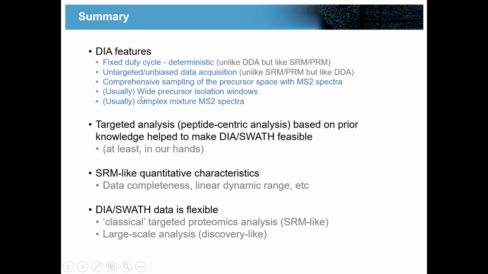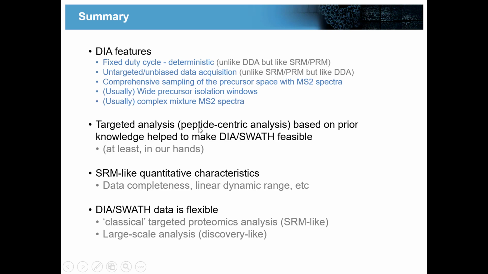And this usually means, in order to have this comprehensive sampling, that we need wide precursor isolation windows, although maybe this won't be the case in the future. And if we do have these wide precursor isolation windows, this means we have these complex mixture MS2 spectra that we need to find some way to deal with.